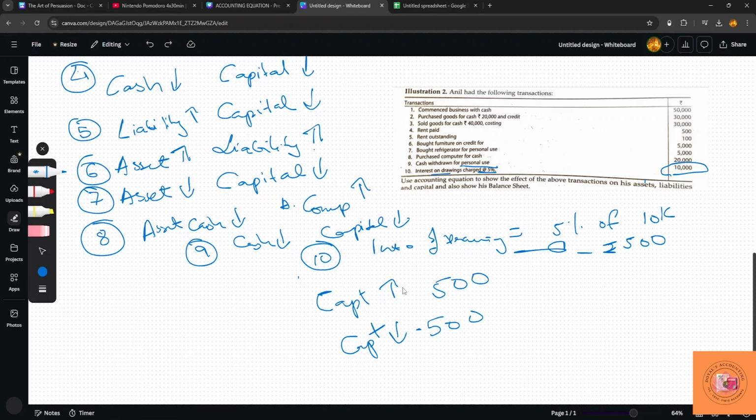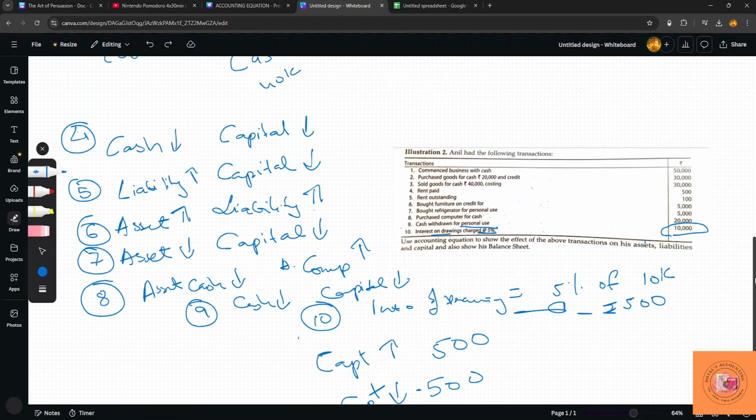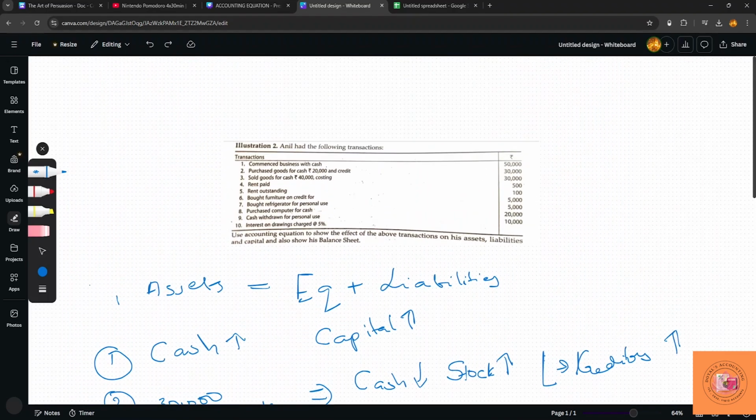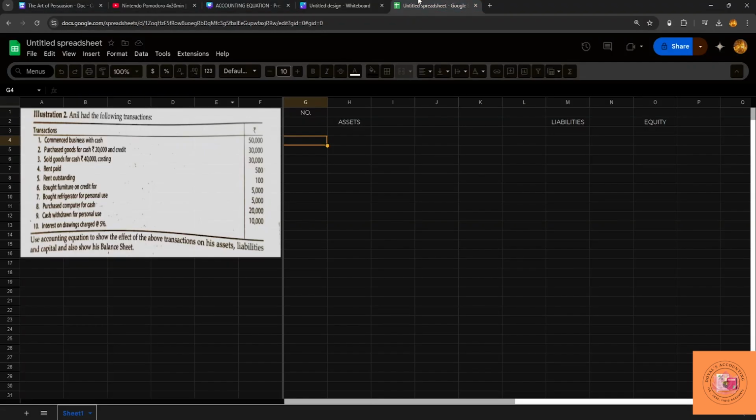Now that we have seen what effects each particular transaction will have on assets, liabilities and equity, let's go and record it in the accounting equation. So transaction number 1, you have commenced business with cash. So what would this head be? Cash. Okay. Cash rupees 50,000 and equity rupees 50,000. Okay. This will be nil. 50,000, 50,000.